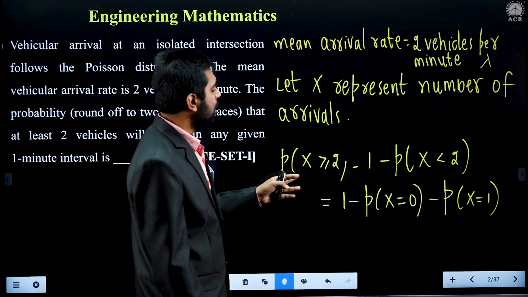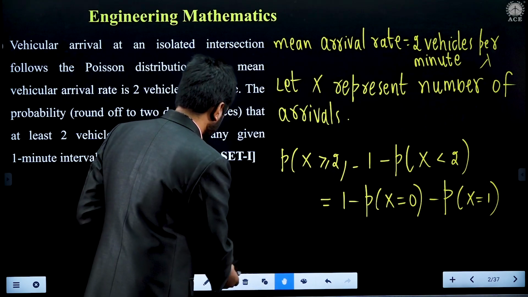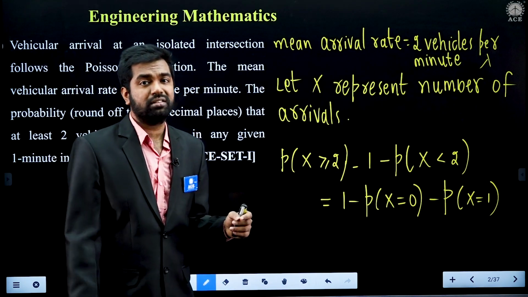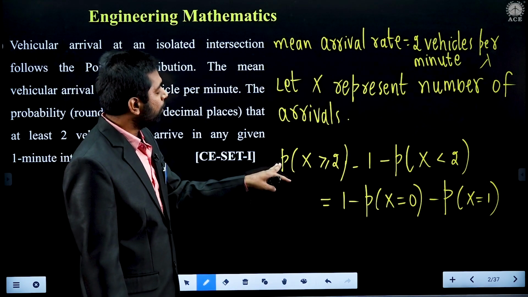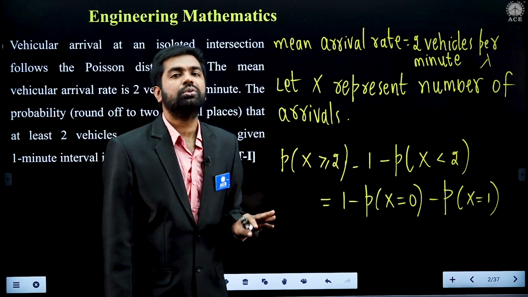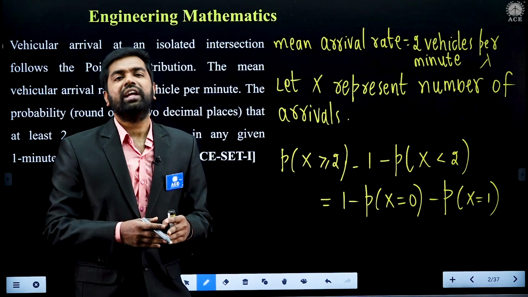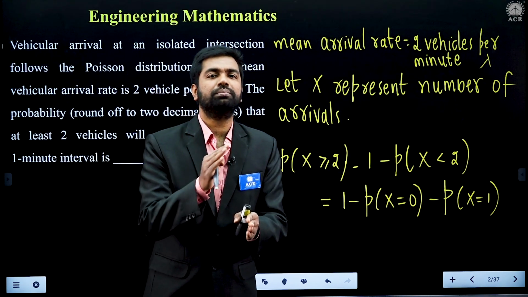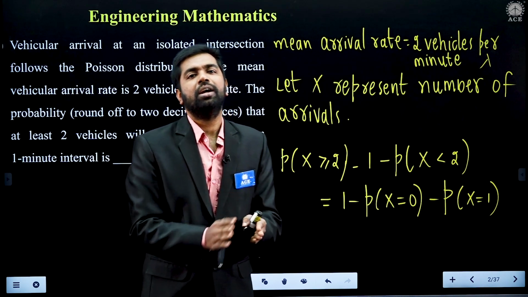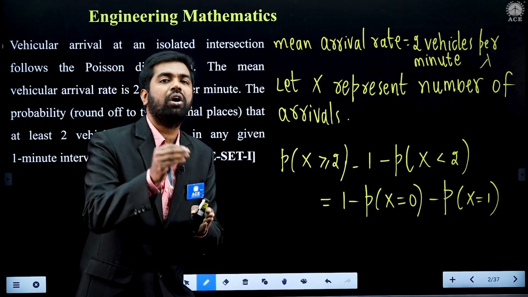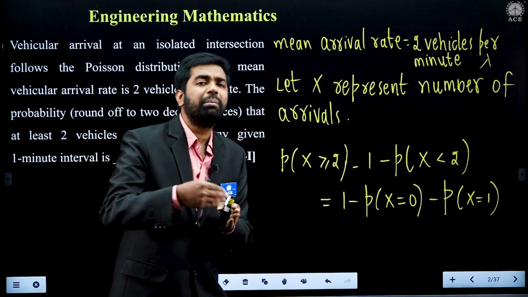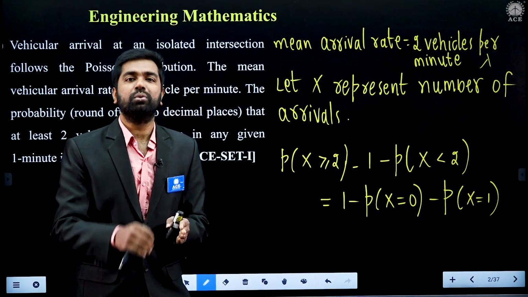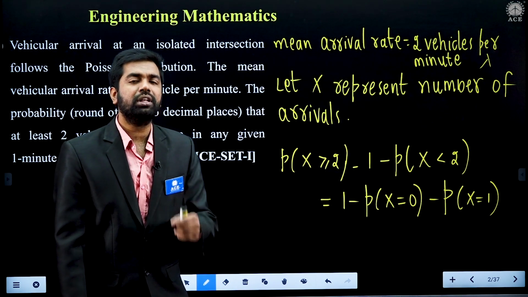But what is asked is this: what's the probability that x is greater than or equal to 2? He says at least 2 vehicles, so I have written probability of x greater than or equal to 2. Usually you would be tempted to write probability that x equal to 2 plus probability that x equal to 3 plus probability that x equal to 4 and so on. That means you are supposed to add many number of terms. Instead, if you can work with the complement rule, then this is going to be a very simple approach.